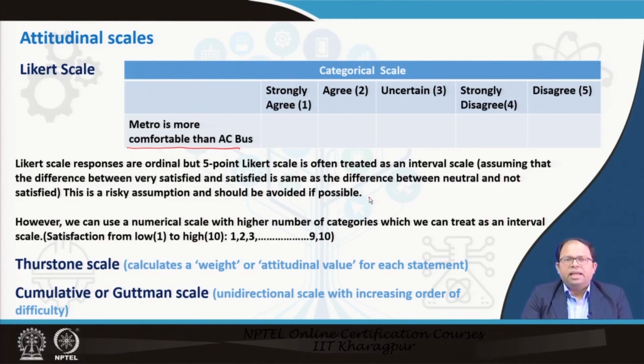In that case, because of so many categories, even though there may be differences in the gaps, people may assume that the differences are almost the same. However, we can use a numerical scale with a higher number of categories, which we can treat as an interval scale, like satisfaction from low 1 to high 10, where the categories could be 1, 2, 3 up to 10. Here it's still possible to consider it a sort of interval scale, but it's better to use a different scale instead of a Likert scale for this.